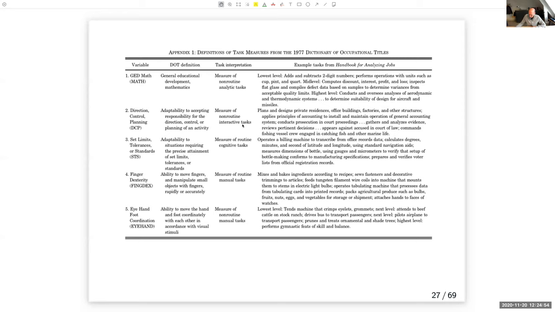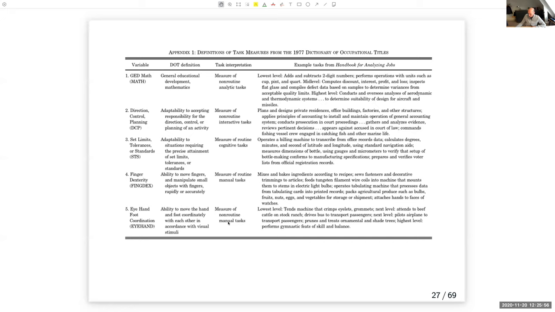Besides math and DCP, they also derive a measure called STS, which is set limits, tolerances, or standards, a measure of routine cognitive tasks. This would be high, for example, for an office clerk. FingDex is finger dexterity, a measure of routine manual tasks. This would be high for, for example, your car assembly line worker. And finally, eye-hand-foot coordination is a measure of non-routine manual tasks. This would be your gardener, your waiter, your cleaner, typically occupations that are relatively low paid, often in services. Eye-hand-foot coordination is something all humans can do, that's why it's generally so low paid, but it is difficult for technology to do.